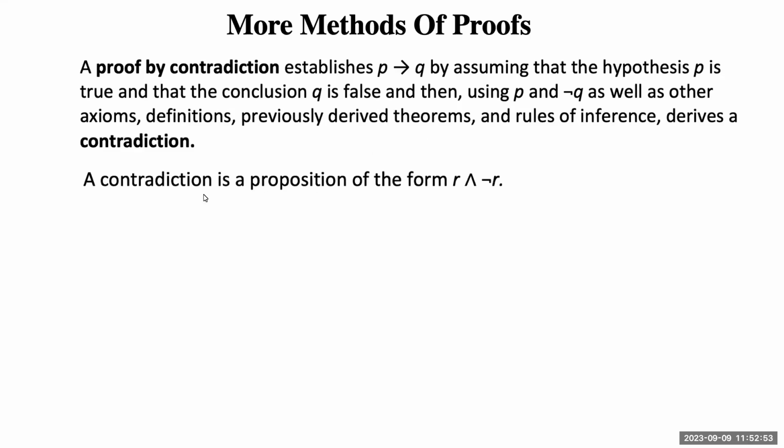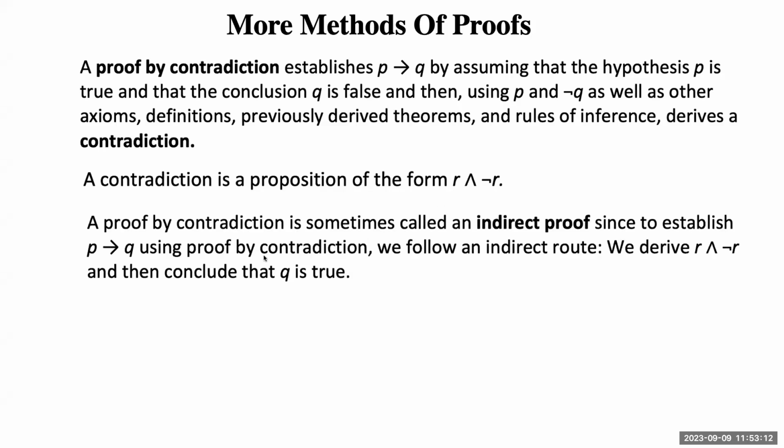Recall that a contradiction is the propositional form R and not R. I used R, but you could use any of the letters. It's basically a proposition and its negation. It will always be false. This statement will always be false regardless of whether R is true or R is false.